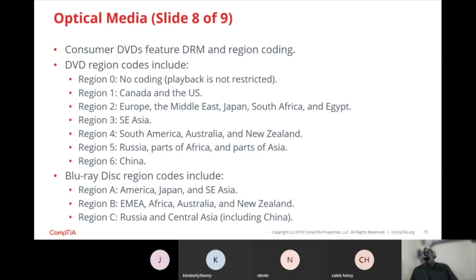Does anybody know why they would do that? Copyright protection. A little bit simpler than that. Where stuff was manufactured. A little bit simpler than that. It was more about the language.